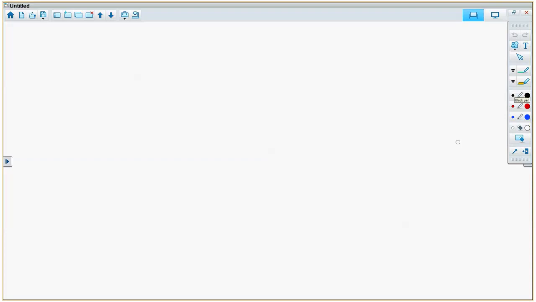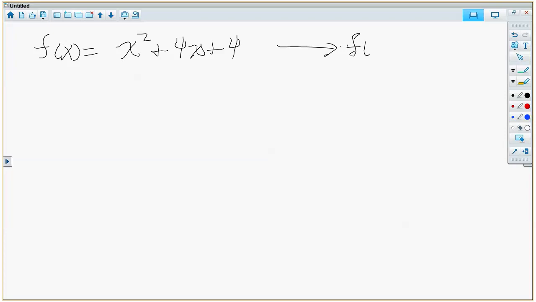What does it do? It takes a quadratic, f of x is equal to x squared plus 4x plus 4, and it turns it into f of x is equal to a times (x plus h) quantity squared plus k.